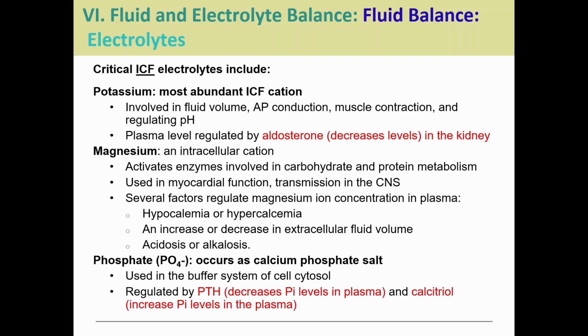Magnesium is another important one that can help with the metabolism of carbohydrates and proteins. It's also going to be helpful in making sure that cardiac muscle is functioning properly and things are transmitting in the central nervous system. Things that regulate magnesium are hypo or hypercalcemia, which is calcium, acidosis and alkalosis. So these are things that can change how much magnesium we have present in the plasma. And then phosphate, this is used as a buffer inside the cell. It's regulated by PTH, as well as calcitriol.